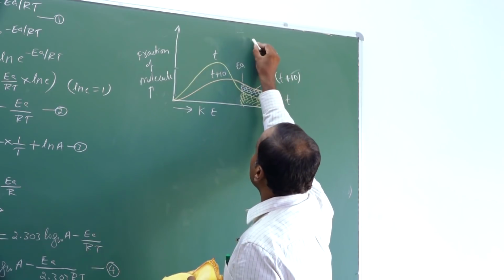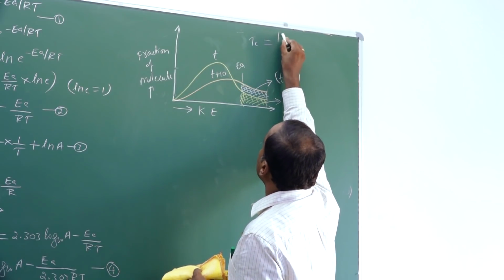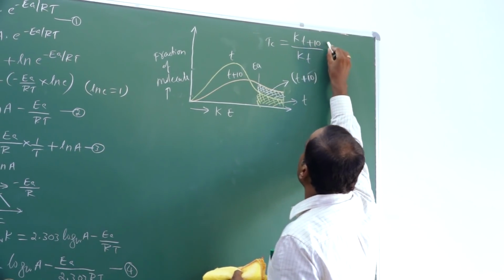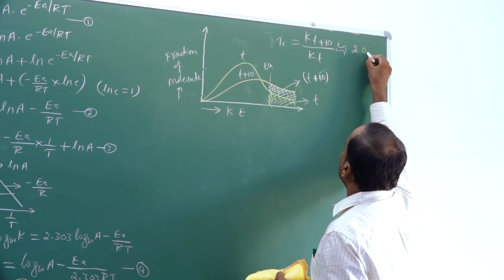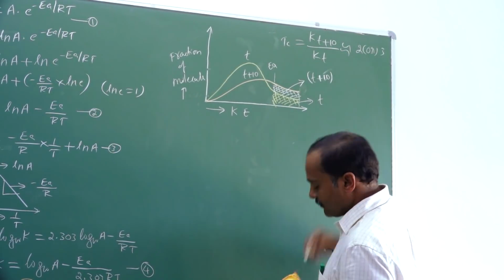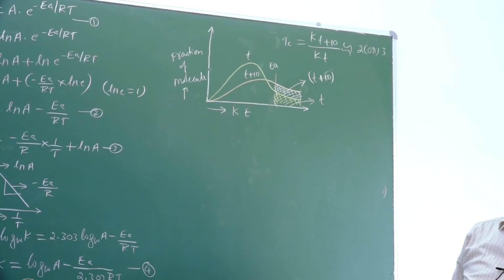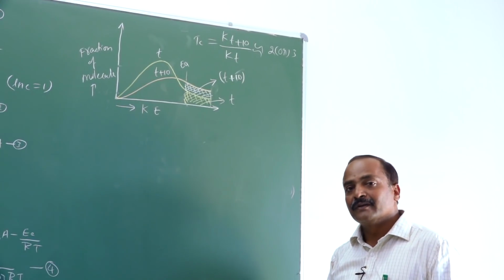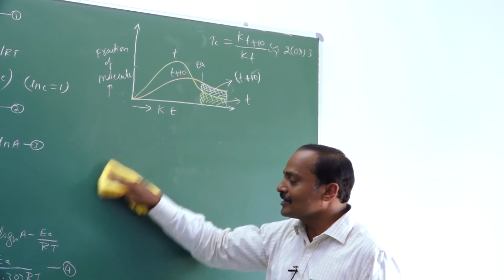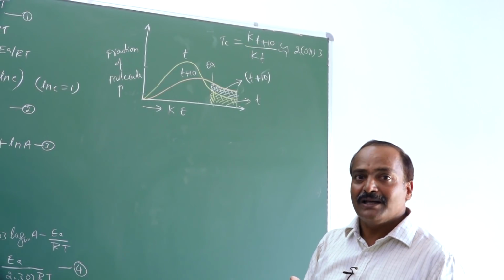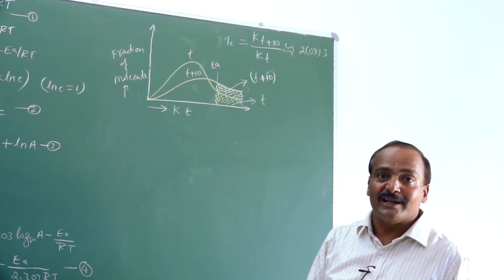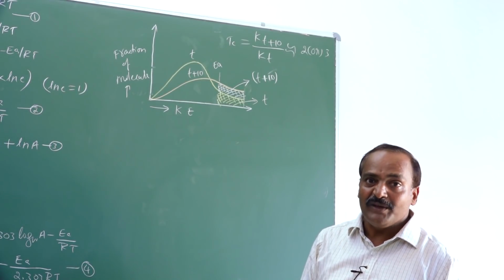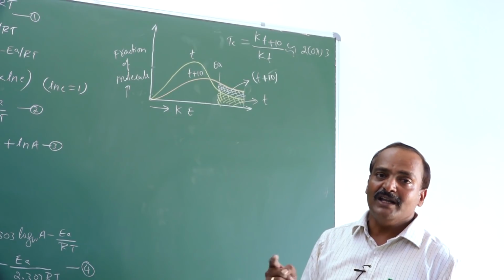The temperature coefficient is equal to K at T plus 10 divided by K at T. This value is 2 or 3. Tc is called the temperature coefficient. What is temperature coefficient? The ratio of rate constants at two different temperatures differing by 10 degree centigrade or 10 Kelvin is called the temperature coefficient. Its value may be 2 or 3.